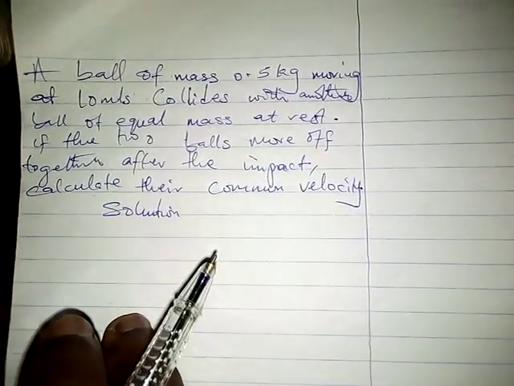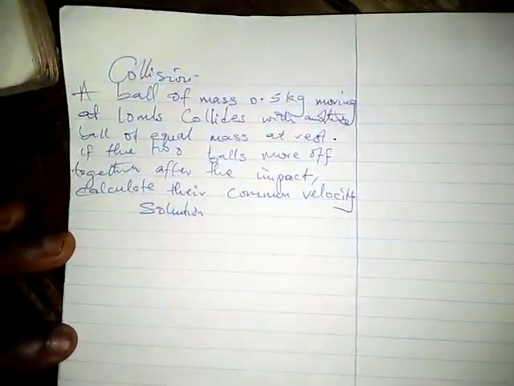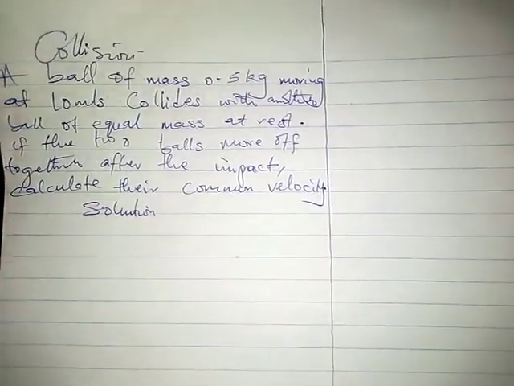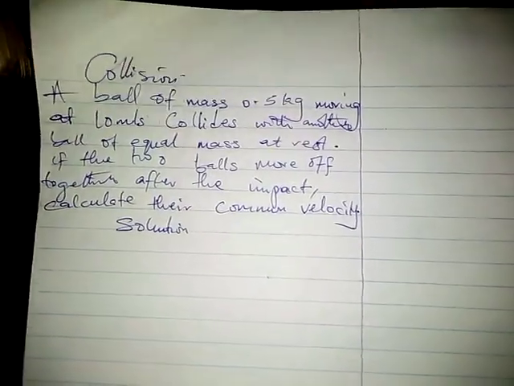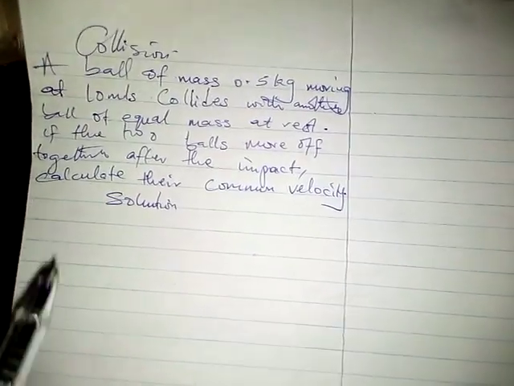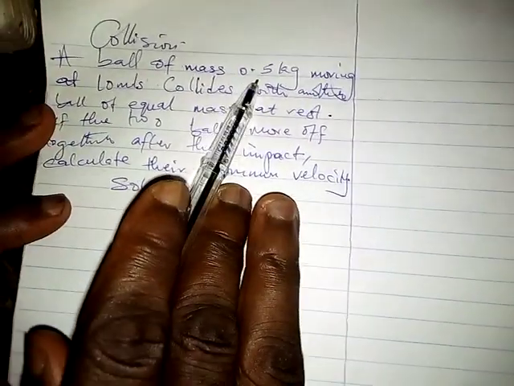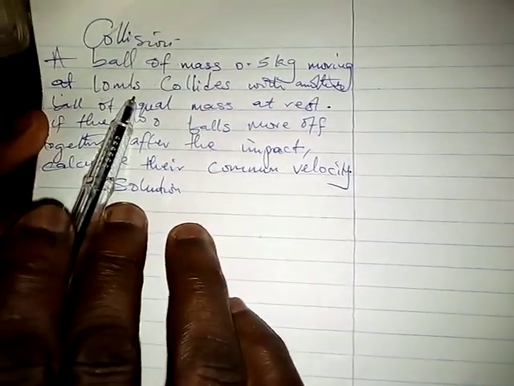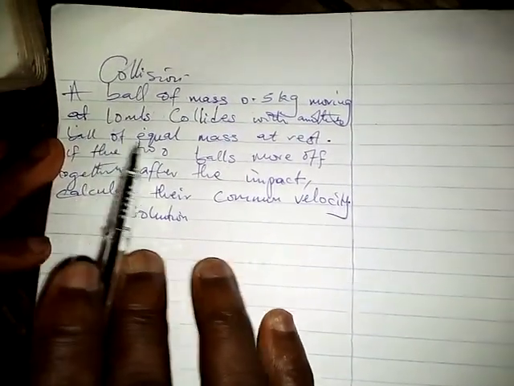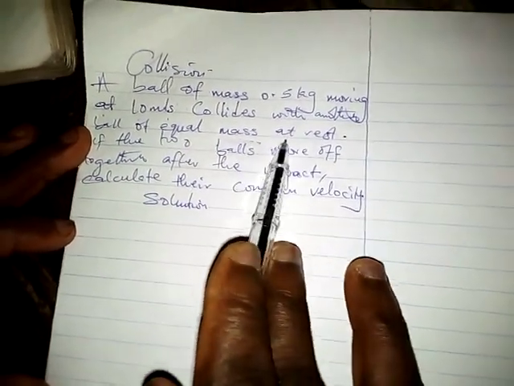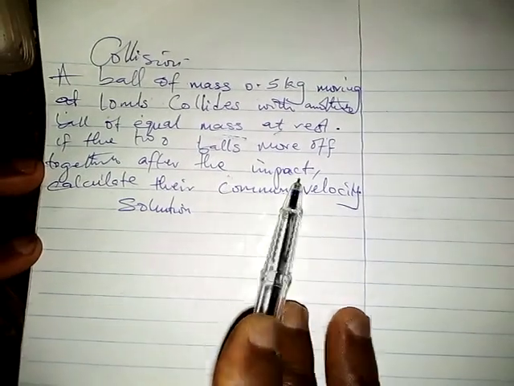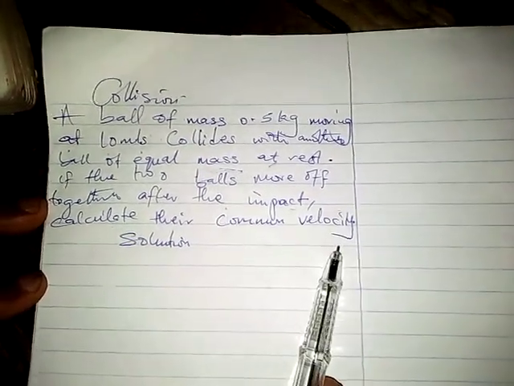In this episode, we'll be taking an example under collision. The example is right here before us. It's a very simple question. Like, this makes physics very interesting. You're gonna like this. It says a ball of mass 0.05 kg moving at 10 meters per second collides with another ball of an equal mass at rest. If the two balls move off together after the impact, calculate their common velocity.